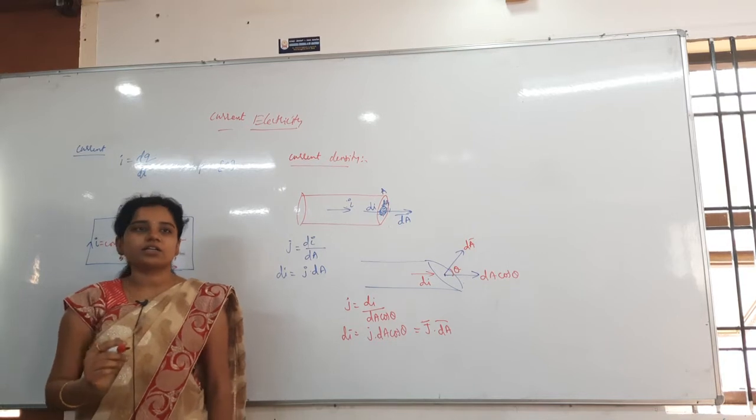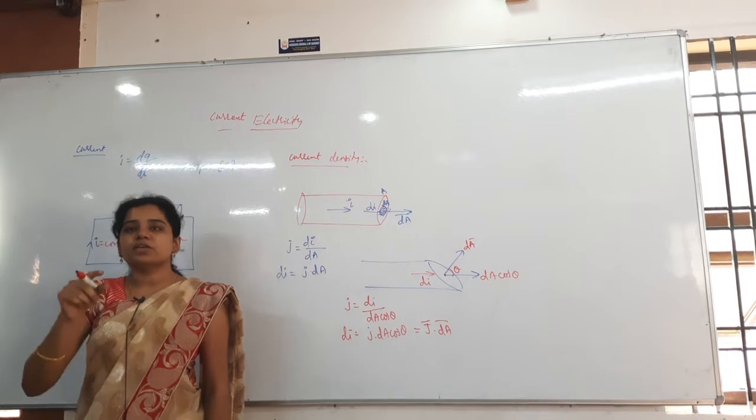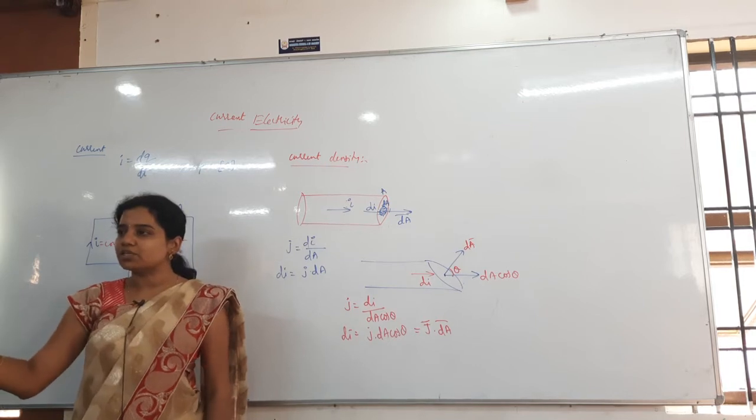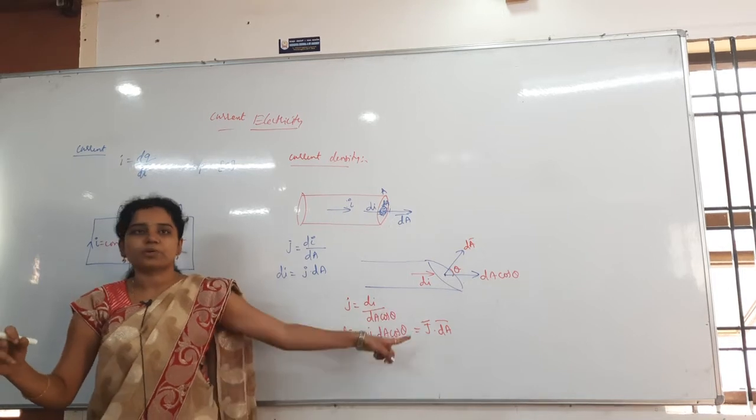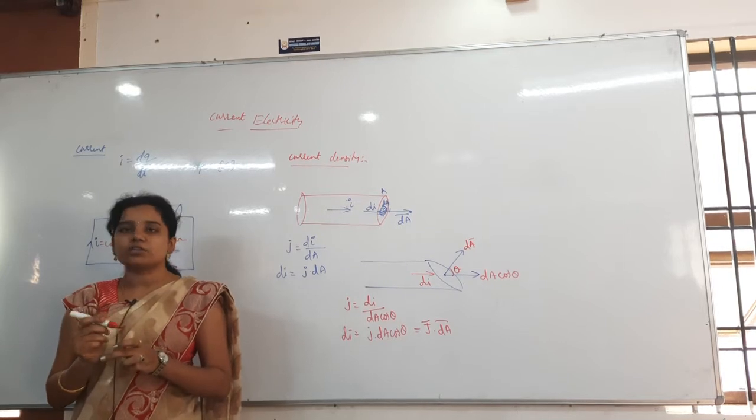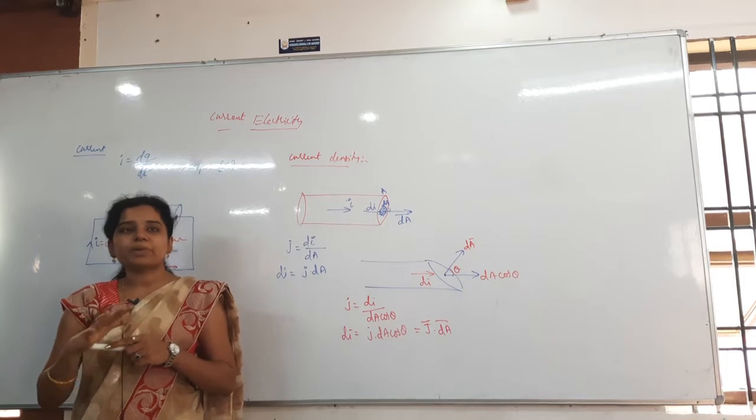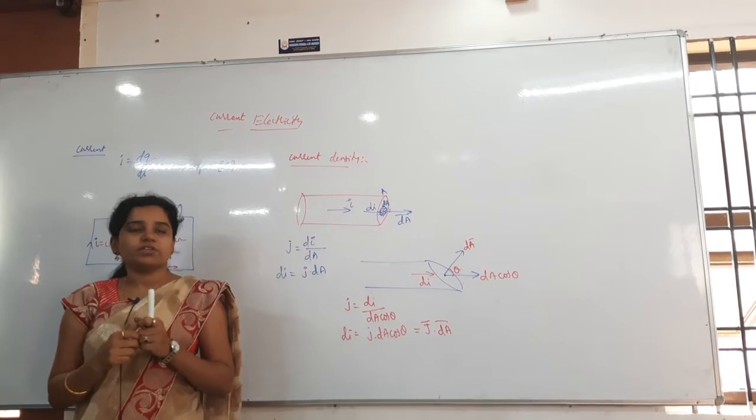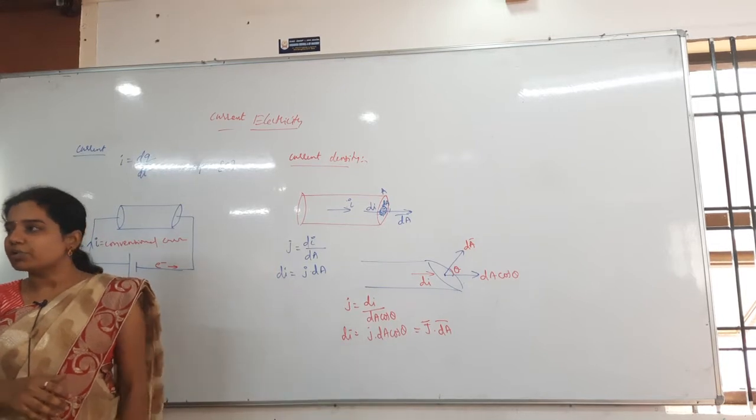If you take the work done also, what is the formula? Force into displacement. Force into displacement means we always take the force along the displacement only. In whichever direction the displacement is there, we consider the force along that only. So along the same direction, you will get the dot product. In the perpendicular direction, you will get the cross product. If you take the torque formula, torque is force into perpendicular distance. The force should be perpendicular to the distance R. So perpendicular means cross product and along means you will get the dot product.